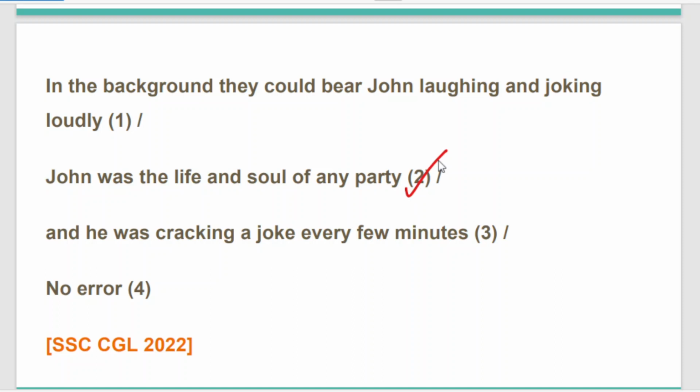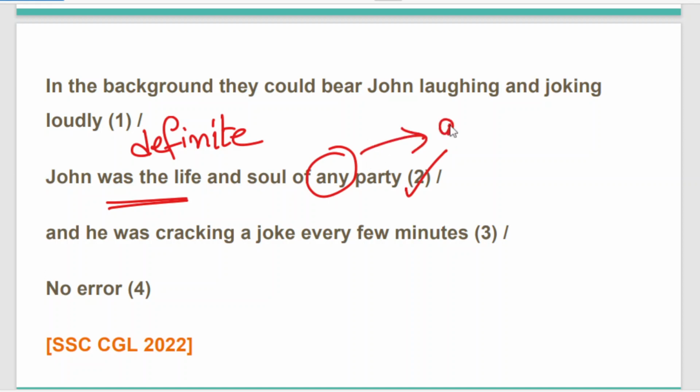Now the question is why? Let's try to understand the literal meaning and the grammatical meaning of this sentence. In the background, they could hear John laughing and joking loudly. John was the life. That means we are specifying it. We are making it definite. We are making it particular. John was the life and soul of any party. How come any party? Because any party is something average, something general. That means something indefinite, not specific, right?